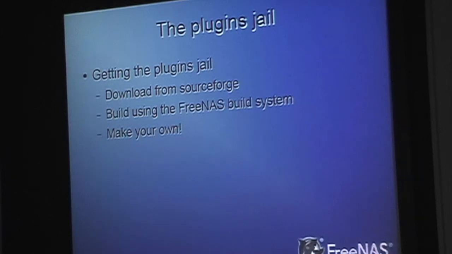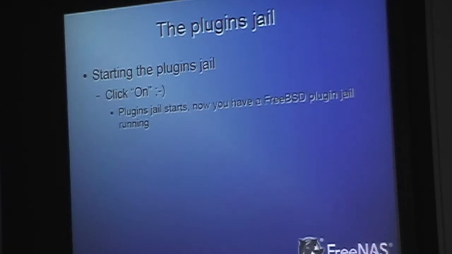The plugins jail, as well as all of the plugins, are available from SourceForge. They're located in the same place that FreeNAS is, under subdirectories for your architecture. You can also build the plugins, or the plugins jail, yourself if you have a FreeBSD system and an understanding of how to use Subversion and run a simple command. You can also make your own. If you have a FreeBSD jail or jails available, you can just run PBI create and make it. Starting the plugins jail is easy. You click on and it starts. Now you have a jail.